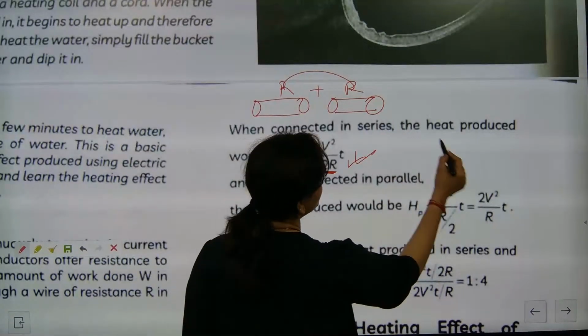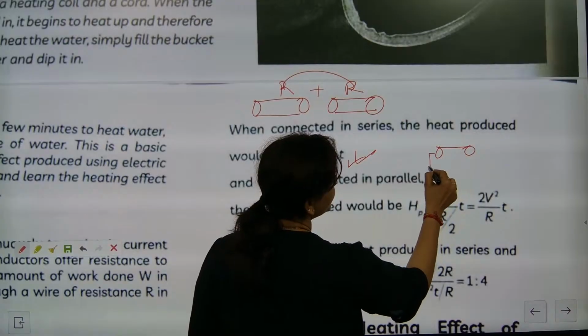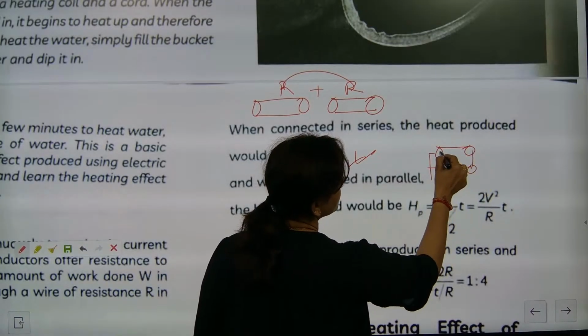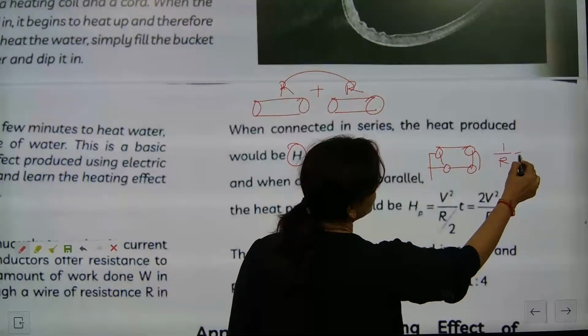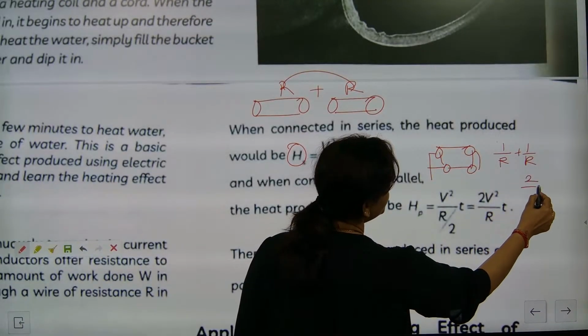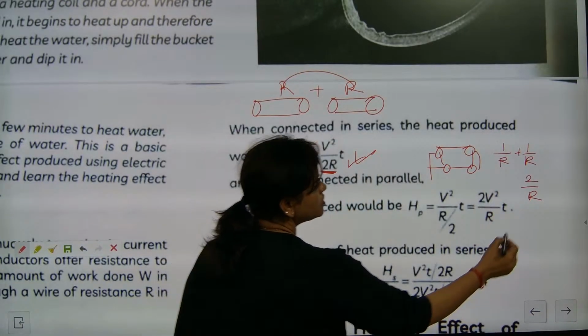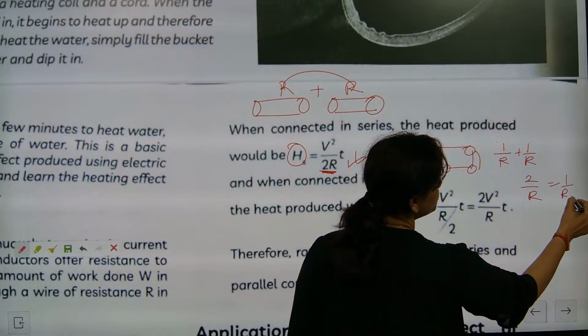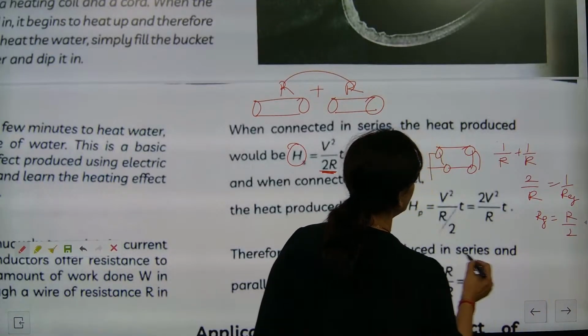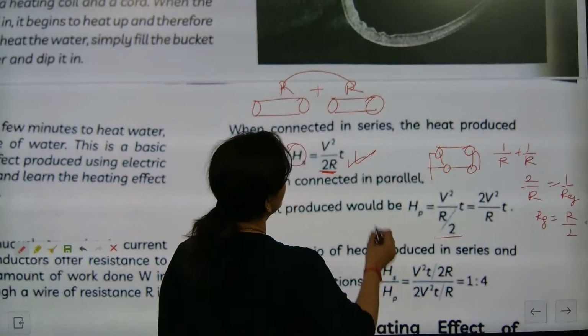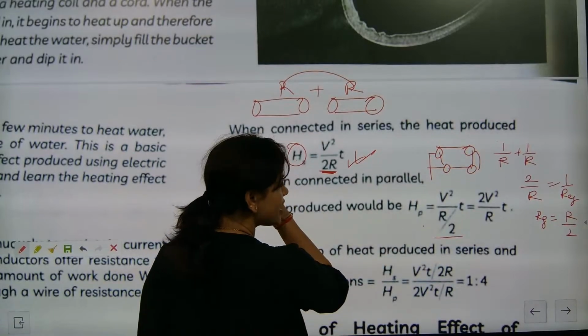Now the same wires are connected in parallel. Then this will become 1 by R plus 1 by R, so it will become 2 by R. Understood? So the equivalent resistance is coming as R by 2, and it is written as R by 2. The rest of the heat produced expression is exactly the same.